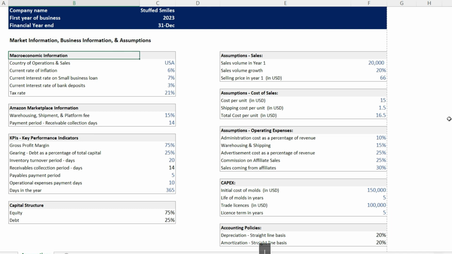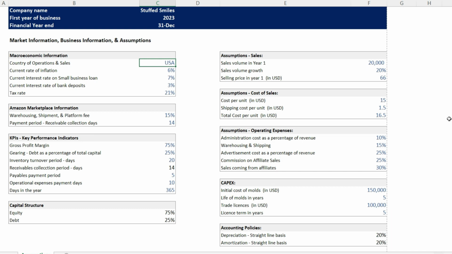I have split this information into different sections, but for you that is not necessary. You may simply like to compile all this information into one place on this page. I have split it into different sections to make it more meaningful for you and to make it easier to understand. So first of all, we have macroeconomic information.